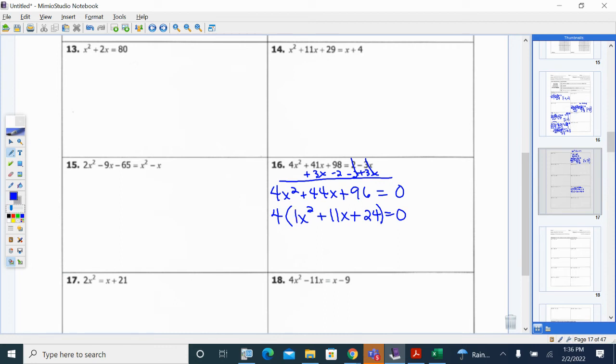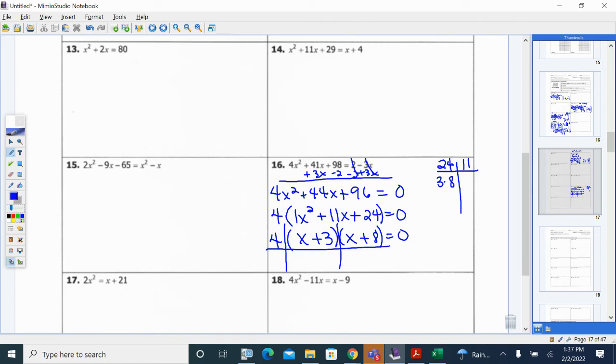So I just need two numbers that multiply to give me 24 that add to give me 11. Which is going to be 3 times 8. So you've got your 4 out front, you've got your x plus 3, and your x plus 8 equals 0. Now, the 4 is a factor. X plus 3 is a factor, and x plus 8 is a factor.